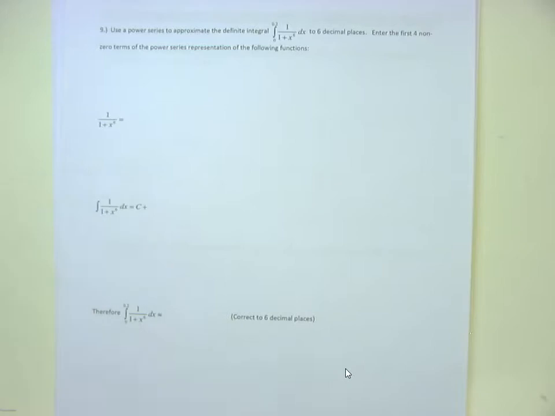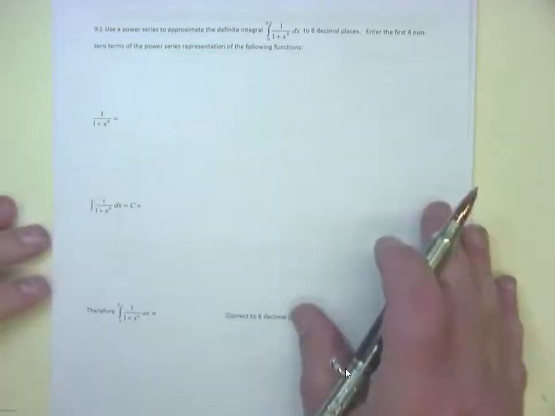Here's another classic one. Use a power series to approximate the definite integral between 0 and 0.2 of 1 over 1 plus x to the 6 dx to 2 decimal places. Enter the first 4 non-zero terms of the power series for the following functions. All right. So again, back to power series.